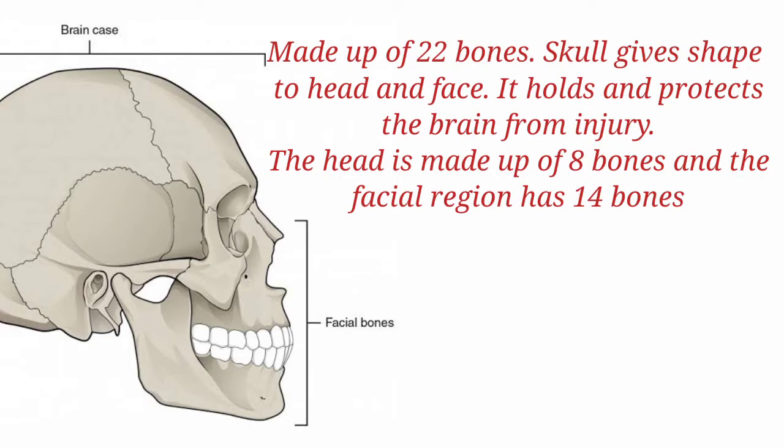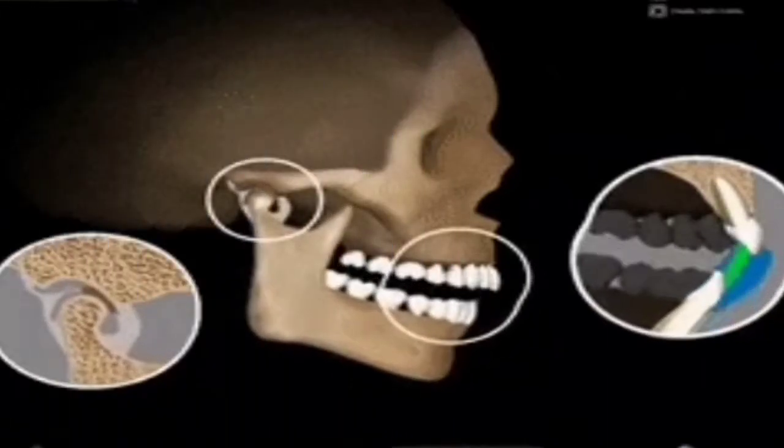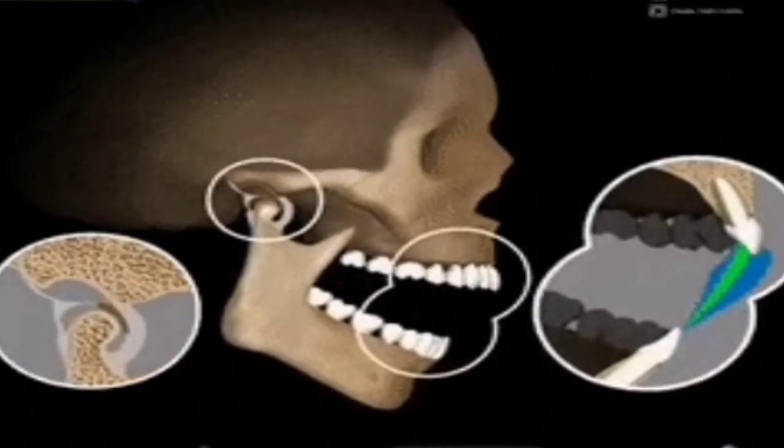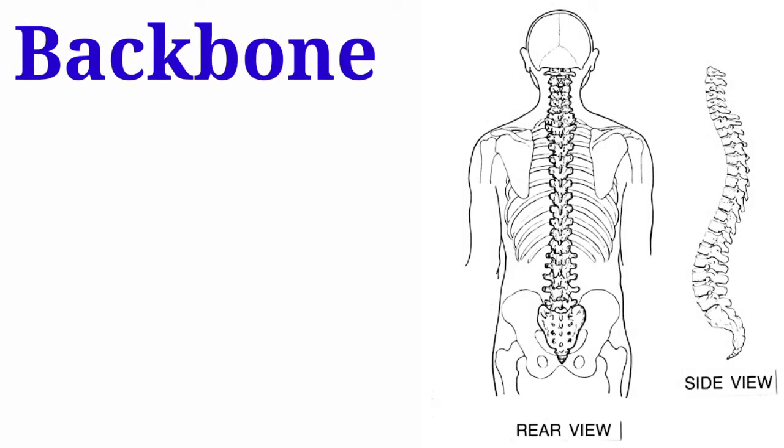Of those 22 bones, the head is made up of 8 bones which are fused together, and the facial region has 14 bones known as facial bones. All bones in the skull are fixed except the lower jaw, which can be moved and allows us to talk and chew food.